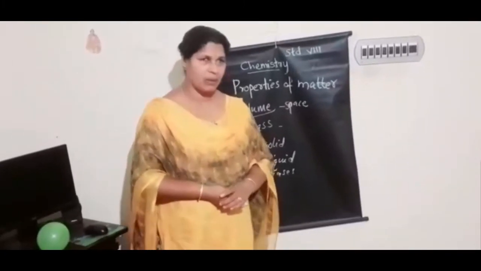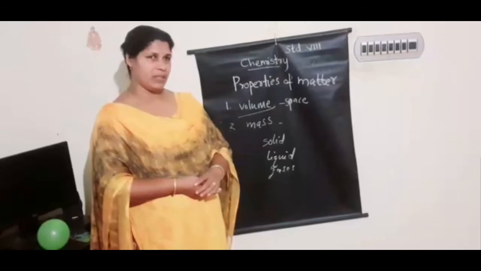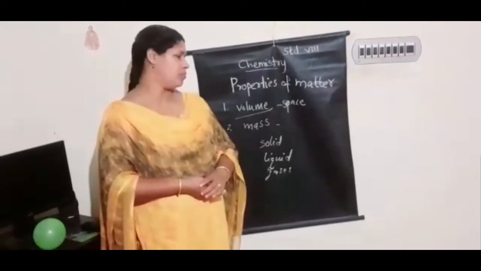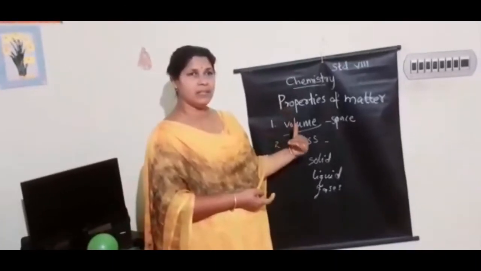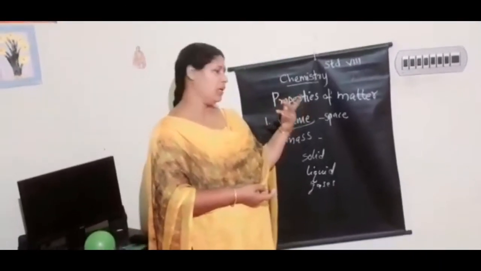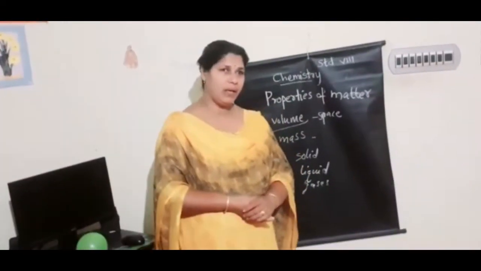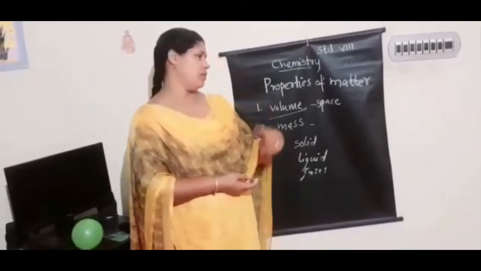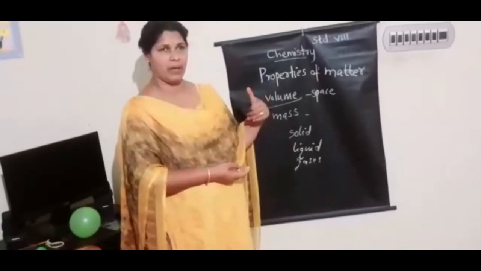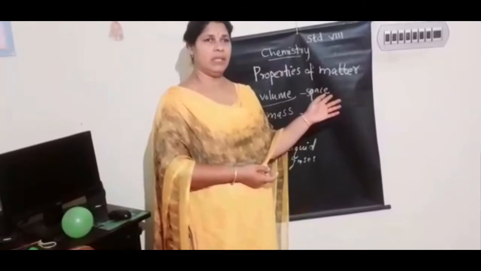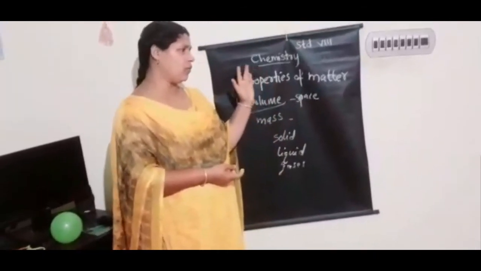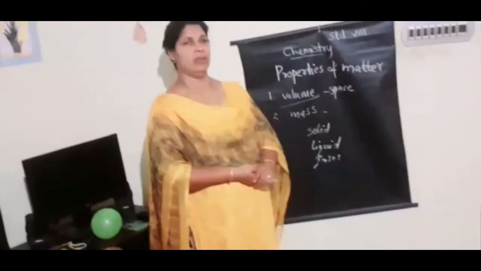What is matter? Matter is the objects which have got volume and mass. Any object which has got volume and mass can be called matter. Okay. So you go through the textbooks, find out the answers and work out the table.